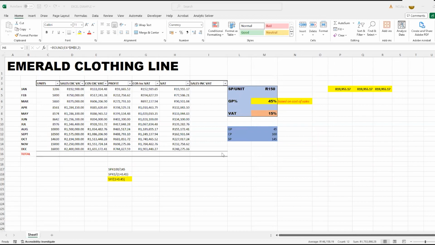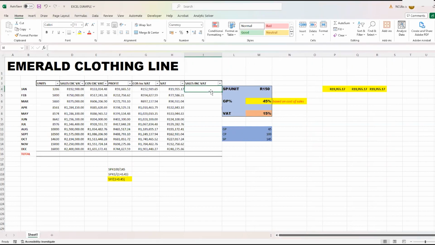All right, so we have our decimals, in two decimal places. And then the last column that we're going to work on is now having to calculate the sales including VAT. Okay, so we calculated the cost of sales including VAT. Now we can calculate the sales including VAT. So I'll use the sales amount excluding VAT to get the sales value including VAT.